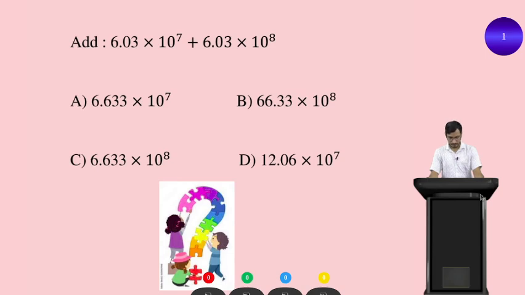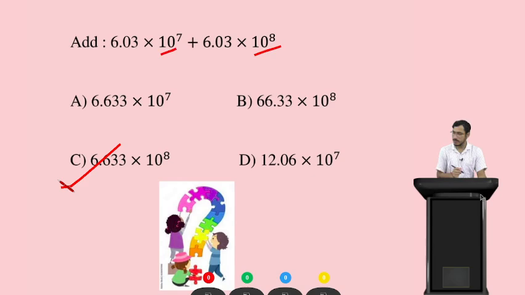Okay, students, time's up. The right answer is yes, option C. So what will we do here? Now students, you can see 10 to the power 7 and 10 to the power 8. First we convert so that the power of 10 will be the same. How can we compare, how can we convert this? Here you can see 10 to the power 7 and 10 to the power 8.